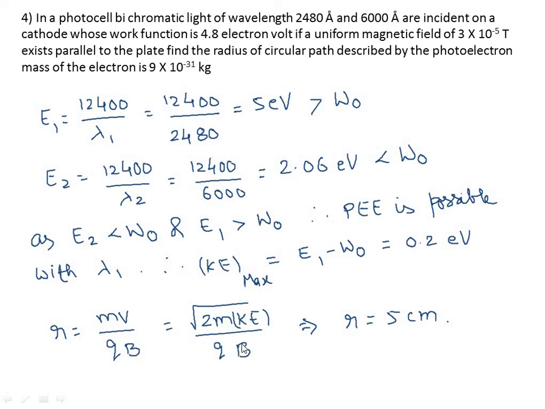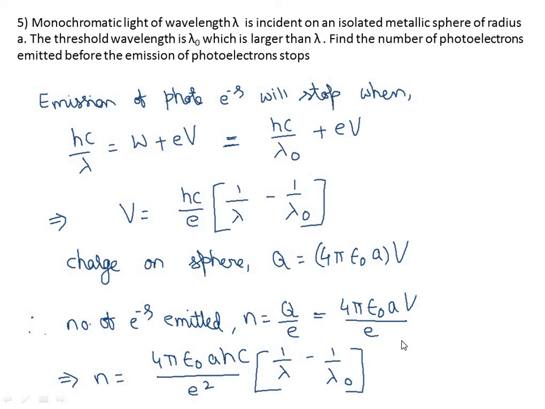KE max we just calculated. So upon substitution of all these values, I can get R equal to 5 centimeter. Remember, the mass of the electron has been given for us already. So upon substitution I can get the radius to be 5 centimeter. Let's look at the next one.